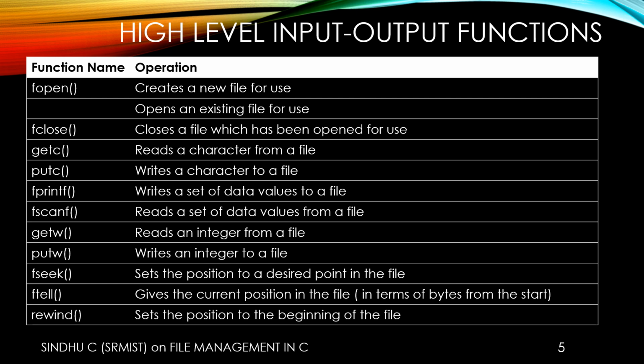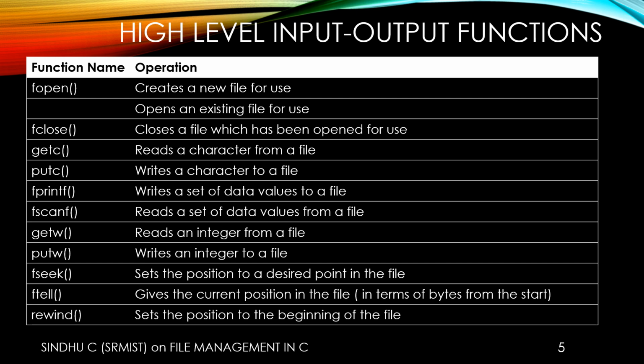getw reads an integer from a file. putw writes an integer to a file. fseek sets the position to a desired point in the file. ftell gives the current position in the file in terms of bytes from the start. rewind is a function which sets the position to the beginning of the file. Here you can see that getc, putc, getw, putw, all these four functions deal with data character by character, whereas fprintf and fscanf deal with a set of data values.